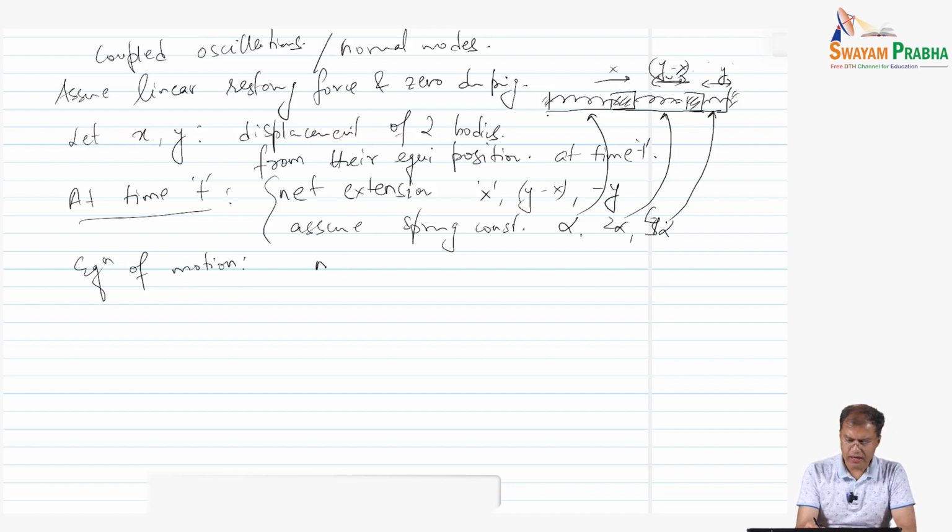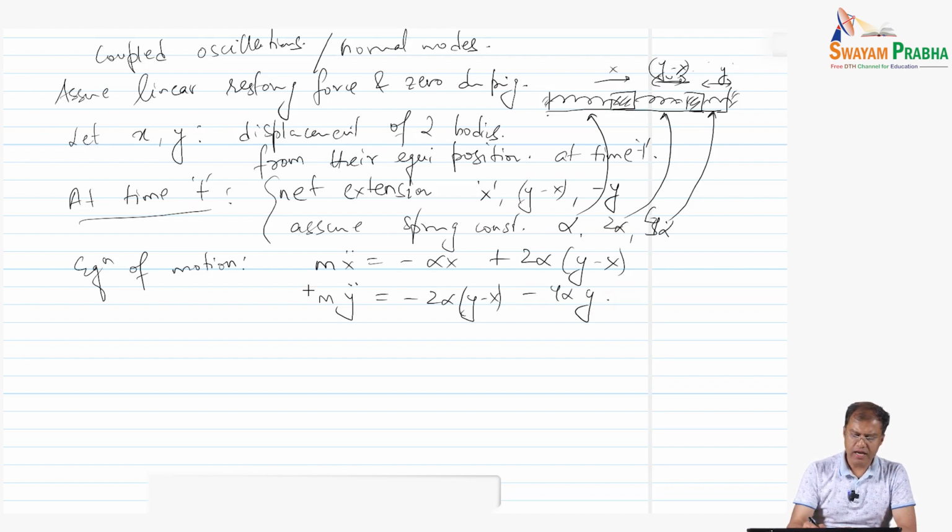We see that m times x double dot is equal to minus alpha x. One spring gets extended, so that is going to push with a restoring force, hence the minus sign, plus 2 alpha times y minus x. The other one gets compressed, so we have a restoring force with a plus sign. And then the second one is m times y double dot is minus 2 alpha times y minus x. The sign is opposite for y, and minus 4 alpha times y. Then all we have to do is to solve these two sets of equations.